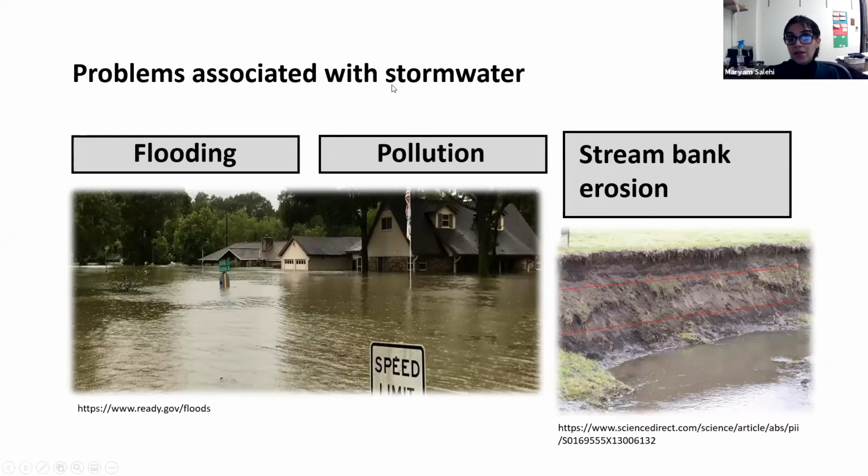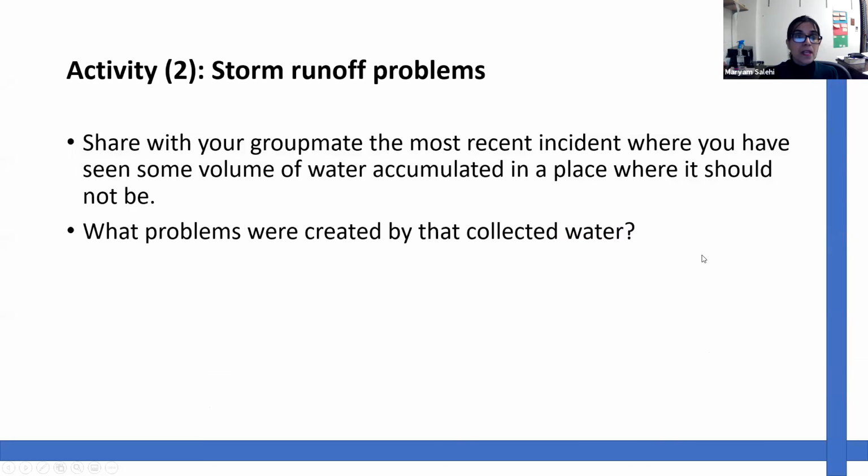We are going to have several problems with stormwater. Flooding, which many of you may have experienced. Pollution: as mentioned, it picks up pollutants and transports them from one location to another. And we may have stream bank erosion. When the forces of water exceed the forces keeping the soil in its structure, we are going to have erosion of the soil into the streams.